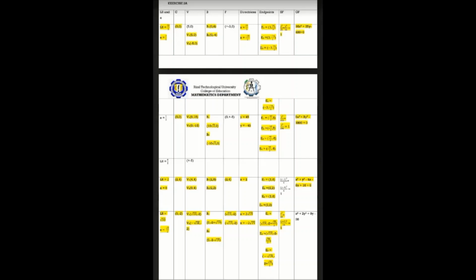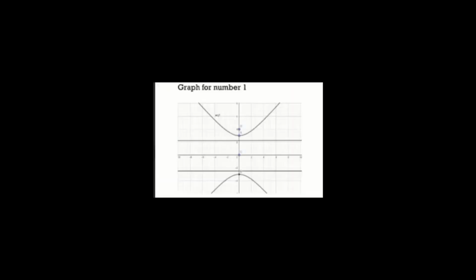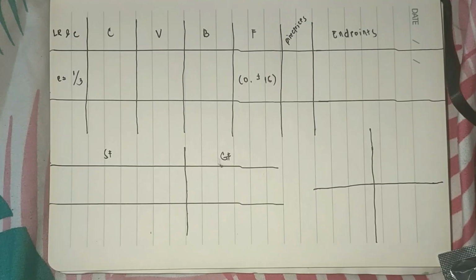For SF, x squared over 25 plus y squared over 16 is equal to 1. And lastly, in GF, 16x squared plus 25y squared minus 400 is equal to 0. So this is the illustration for the graph for number 1.